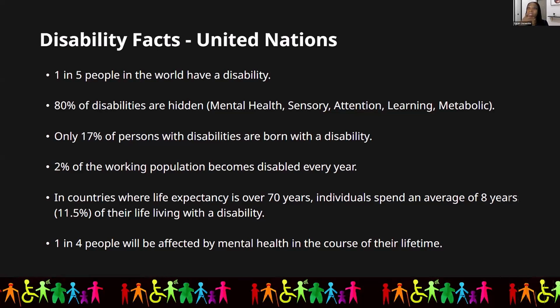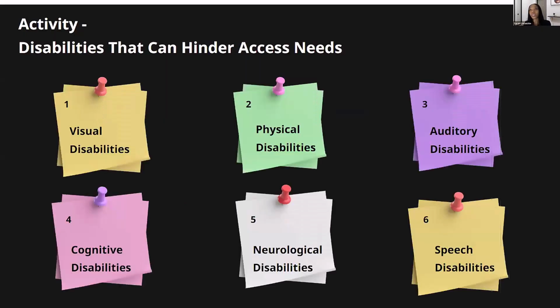So based on these points that I've given, I would like us to engage in a certain activity, based on the fact that I've established that disability is not only in terms of the physical. There are a lot, 80% according to the UN, that is hidden. So let's look at visual. Let's start with visual disabilities. I would mention one, and I would want you to mention something else in the chat box that you think is a disability under this umbrella.